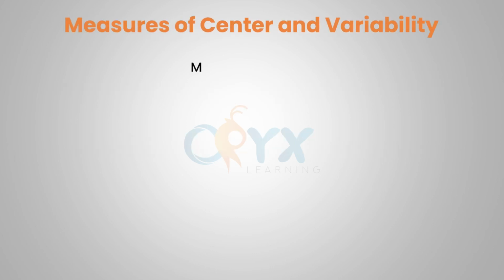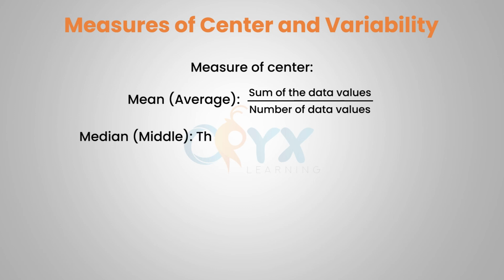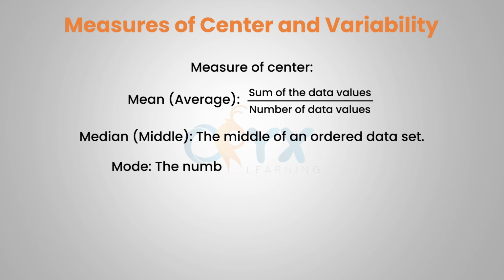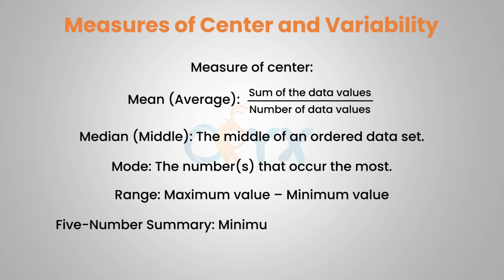So remember, our measures of center are the mean or average, which is the sum of the data values divided by the number of data values, the median or the middle, which is the middle of an ordered data set, the mode, which is the number or numbers that occur the most, and our range, which is the maximum value minus the minimum value. The 5-number summary is the minimum, the first quartile Q1, the median, the third quartile Q3, and the maximum, and those are the values we use for a box plot.